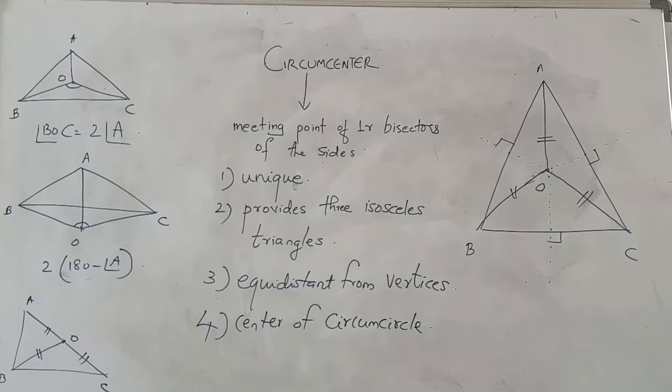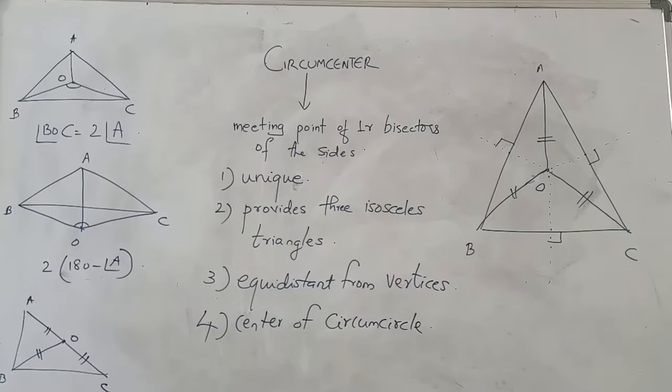In triangle ABC, you can see that OA is equal to OB is equal to OC. This particular point, called the circumcenter, is equidistant from each of the vertices, and it is the center of the circumcircle. Now you can see that I have drawn and marked the circumcenter of an acute triangle, an obtuse triangle and a right angle triangle.